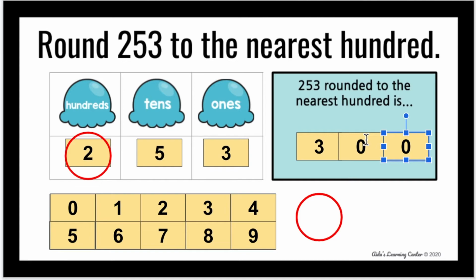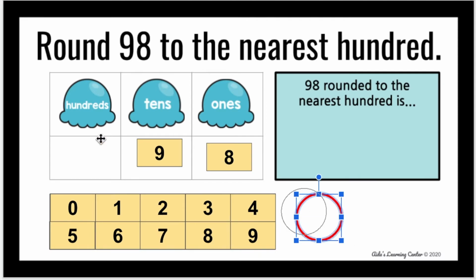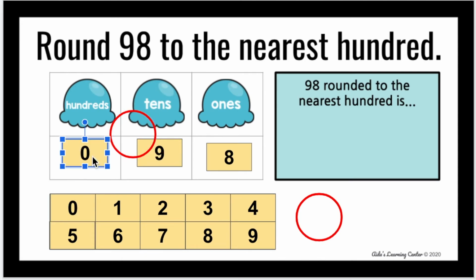Pretty simple. Let's try one more example. Round 98 to the nearest hundred. So let's go ahead and place 98 onto our place value chart. So we have 98. Okay, and then we're rounding to the nearest hundred. So I don't have anything in my hundreds, so that's like if I had a 0 there. Okay, so let's go ahead and put a 0 there because we don't have anything.